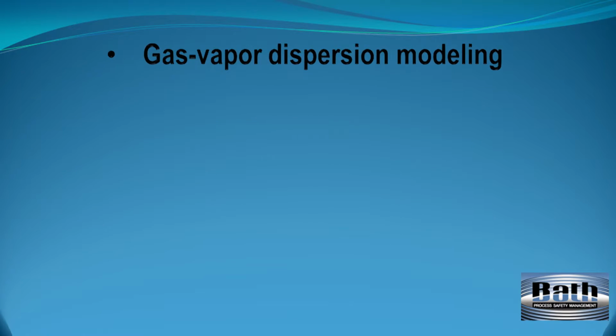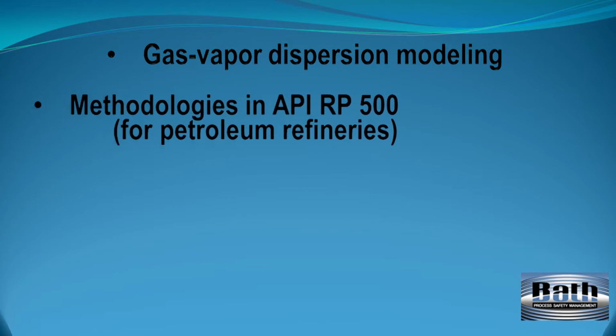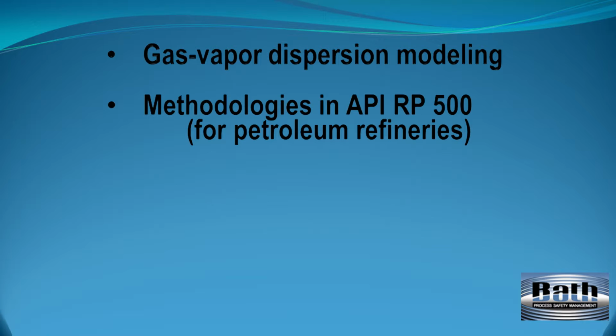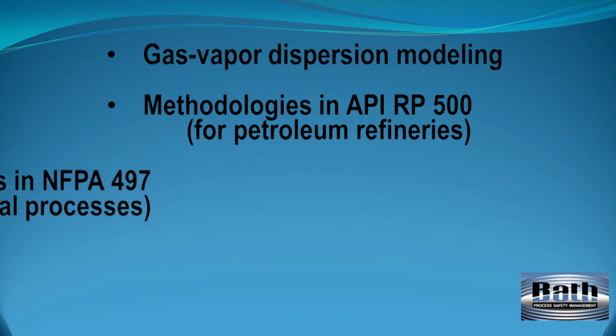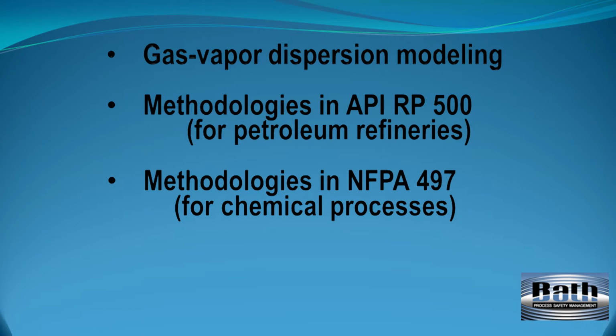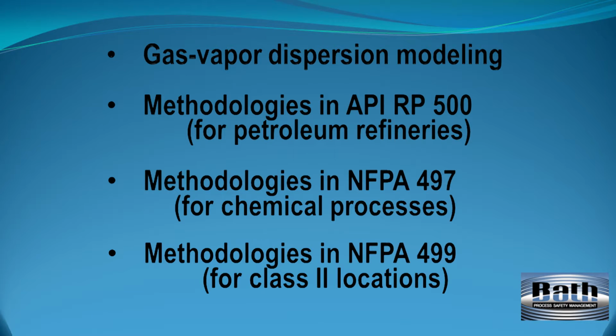Gas vapor dispersion modeling. This method is the only manner in which you can model a process stream and account for the components in the mixture. The majority of all process streams being processed in a facility are in fact multi-component streams. Methodologies in API RP 500 for petroleum refineries. Methodologies in NFPA 497 for chemical processes. Methodologies in NFPA 499 for Class 2 locations.